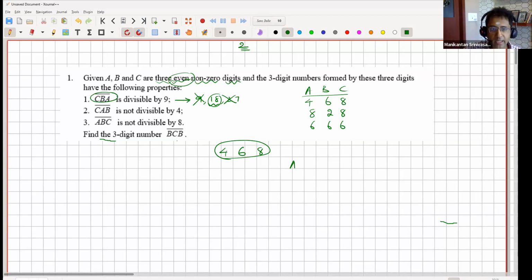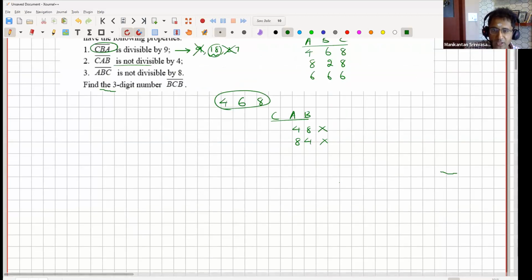Yeah. Now, divisibility by 4: you don't want CAB to be divisible by 4. So among this 4, 6, 8 combination, you don't want to put something like 4, 8 here, because it will become divisible by 4. You don't want 8, 4 here, or 6, 4 here. Maybe you can try 4, 6. That's a possibility. If I put 8 here, now CAB is not divisible by 4, that checks. ABC, we'll have to try out if ABC checks out.